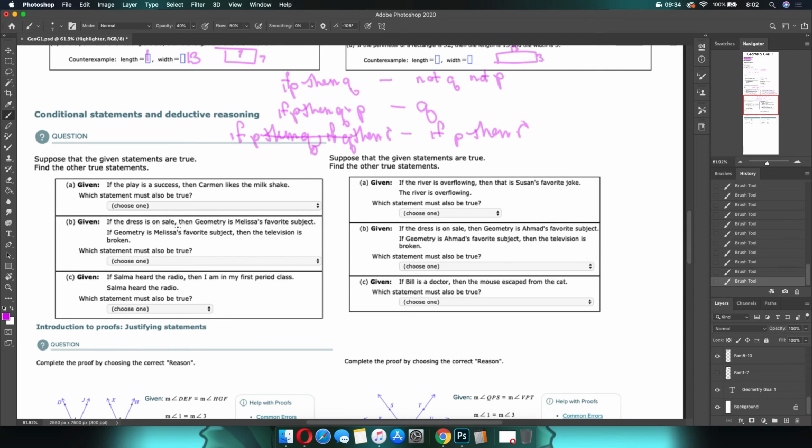Next up, dress is on sale, geometry is the fave. If geometry is the fave, then television is broken. So that's the biggest one. That's the really long sentence. So I'm looking for P, then R. What's my P? Dress is on sale. What's my R? TV is broken. That's what I'm looking for in my drop-down menu.